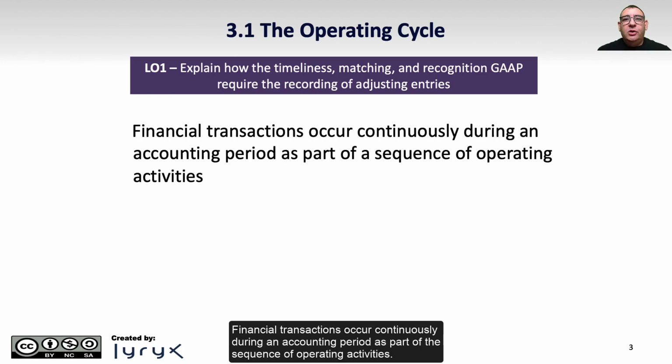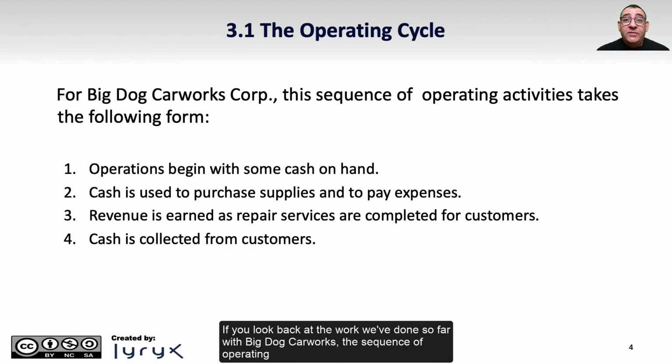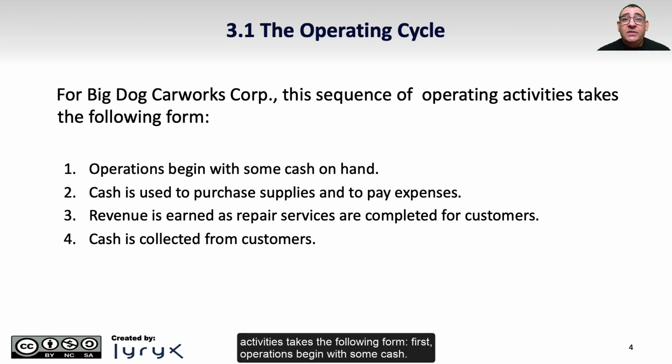Financial transactions occur continuously during an accounting period as part of the sequence of operating activities. If we look back at the work we've done so far with Big Dog Car Works, this sequence of operating activities takes the following form. First, operations begin with some cash. Next, the cash is used to purchase supplies and to pay expenses. Then revenue was earned as repair services are completed for customers, and finally, the cash is collected from customers later on.